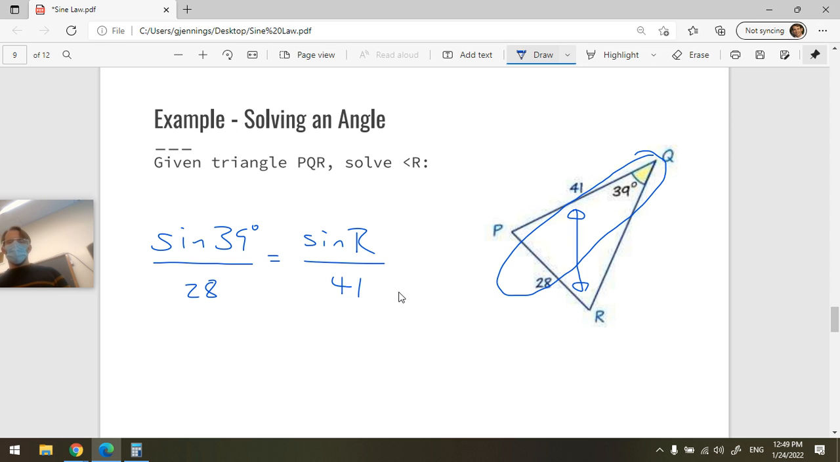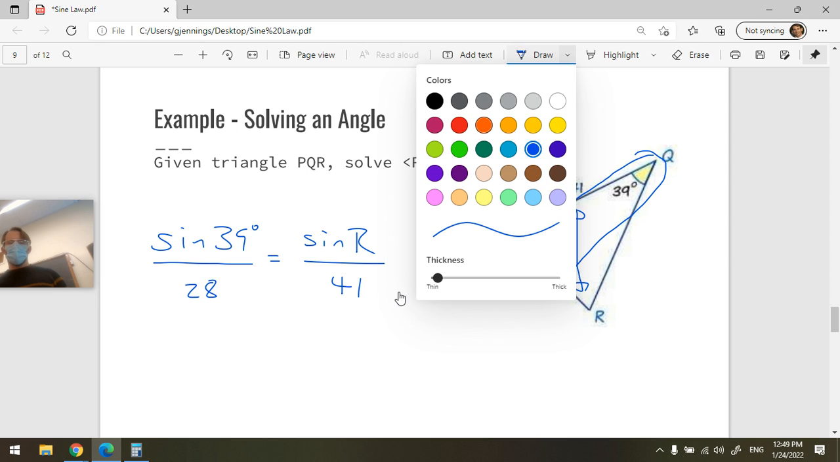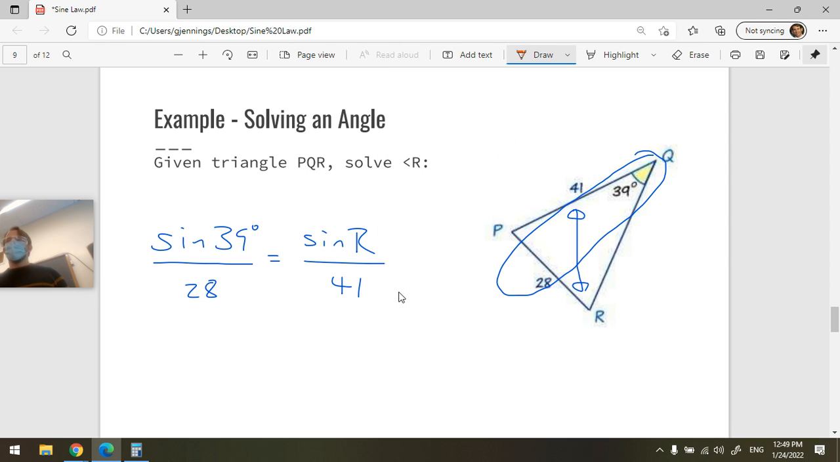How would I do that? What do I need to do to isolate sine r here? Great. Multiply both sides by 41. 41 times sine 39 over 28 is equal to sine r, because these cancel. Great. So now let's find out what sine r is, and we're going to get a decimal approximation, and I'm going to keep 4 decimal places for accuracy.